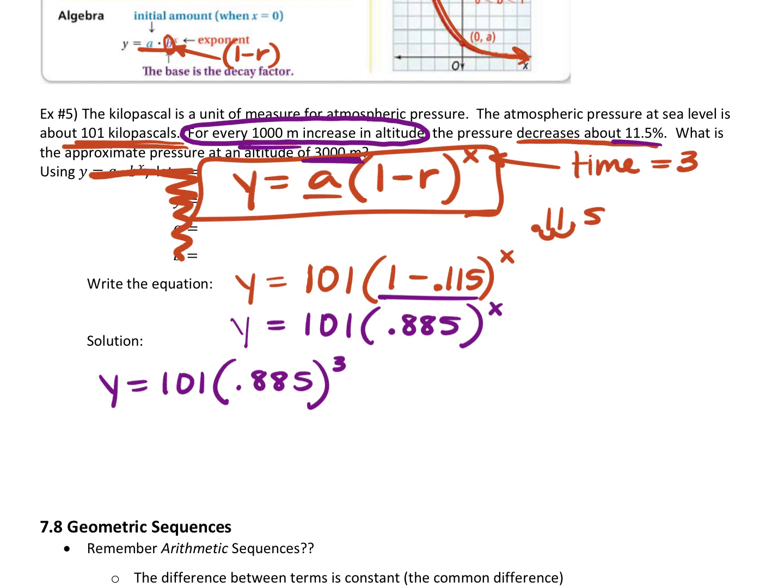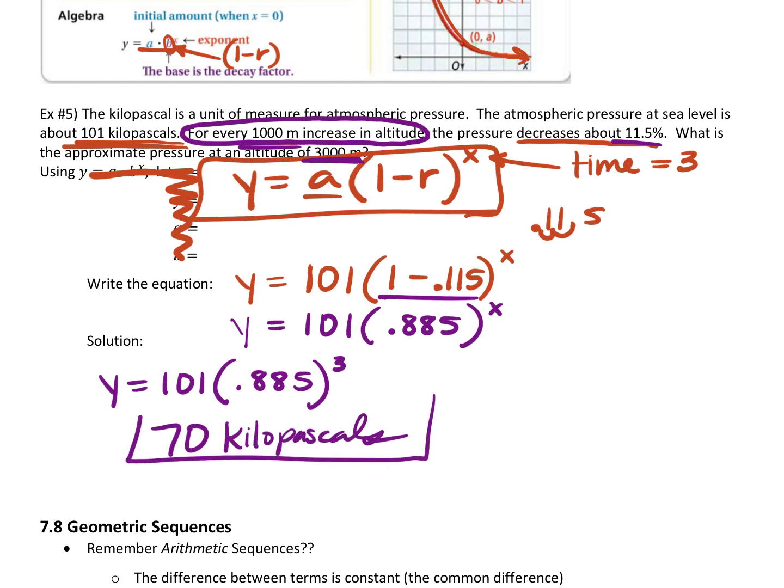Yeah, Micah. What'd you get? Yeah, so your solution is 70 what? Kilopascals, right? So I rounded, but it was pretty close to 70, 70.00856, okay? So it's about 70 kilopascals at 3,000 meters.